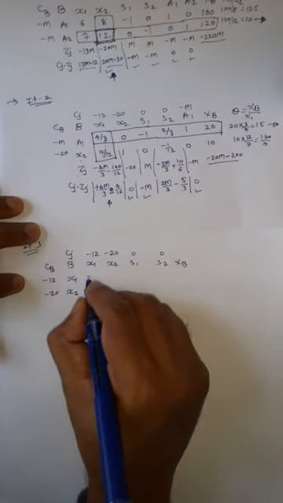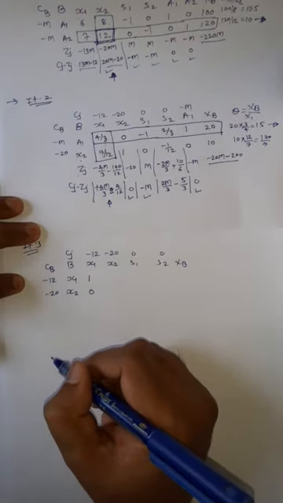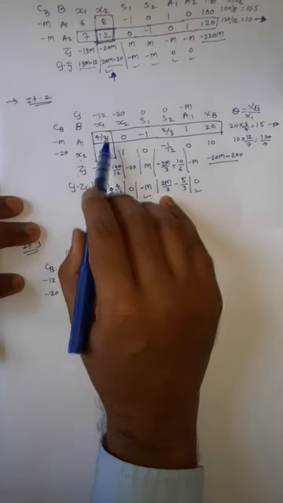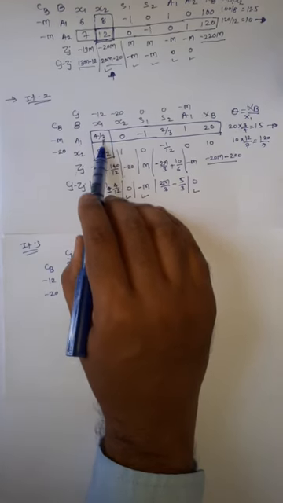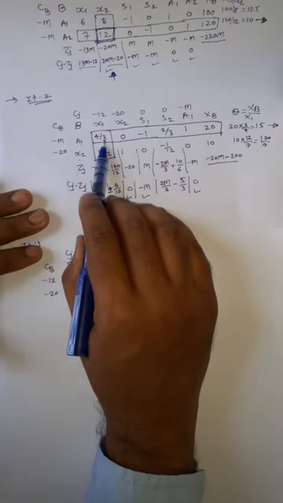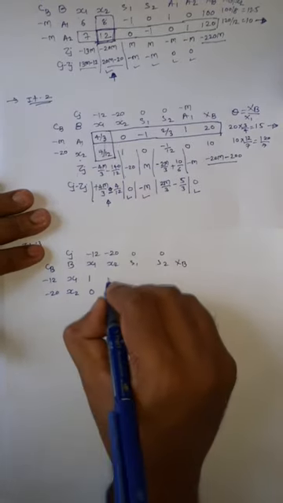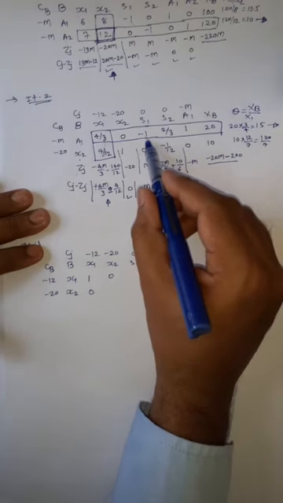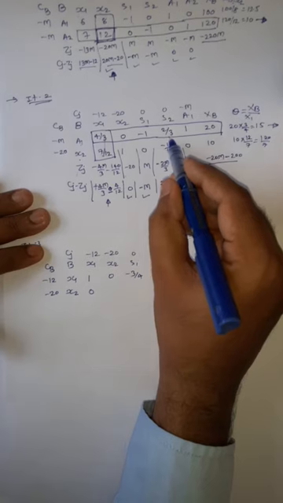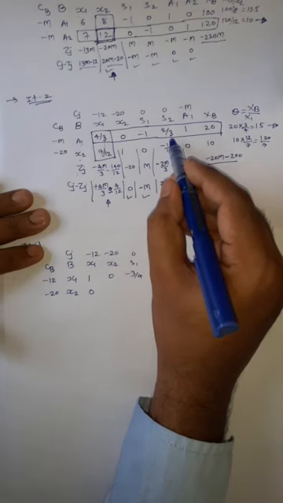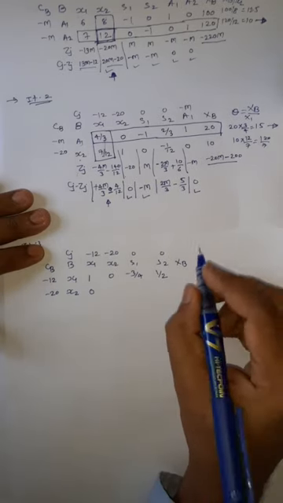So in the key column, the key element is 4 by 3. So instead of 4 by 3, put 1, and the remaining elements are 0. And in the key row, divide all the elements by this key or pivot element, which is 4 by 3. So 0 divided by 4 by 3 is again 0. Then for s1 it is minus 1 divided by 4 by 3, so it is minus 3 by 4. For s2 it is 2 by 3 divided by 4 by 3, so it is 1 by 2, and here it will be 15.